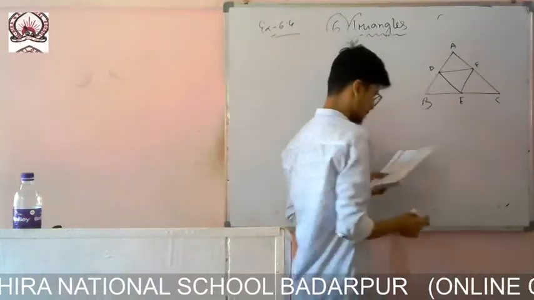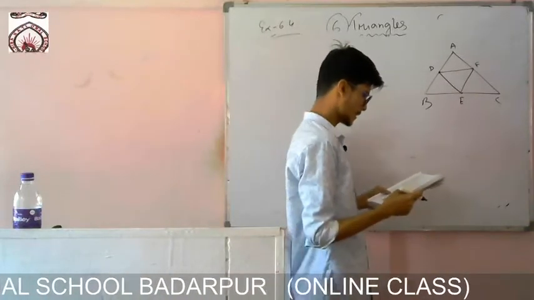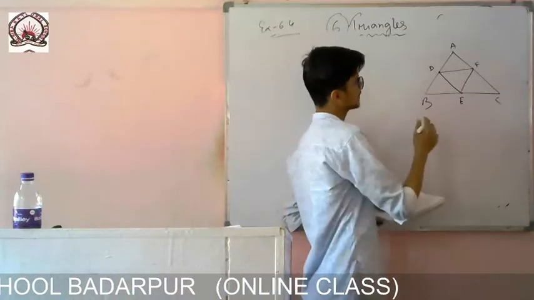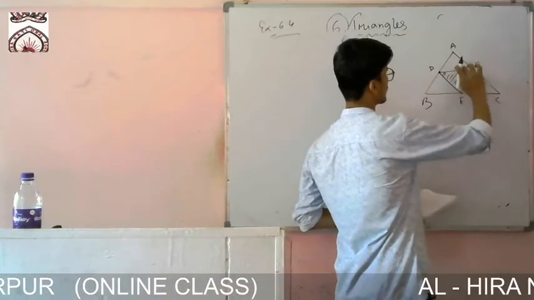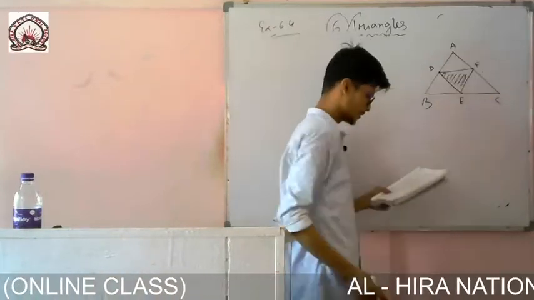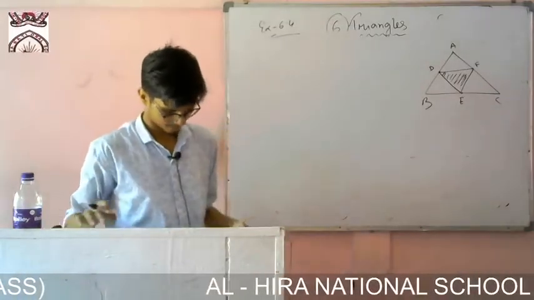So what do I have to show? I have to find the ratio of these two areas. I am just shading it so that you can see. I have to find the area of this one, DEF, by the whole one, ABC.